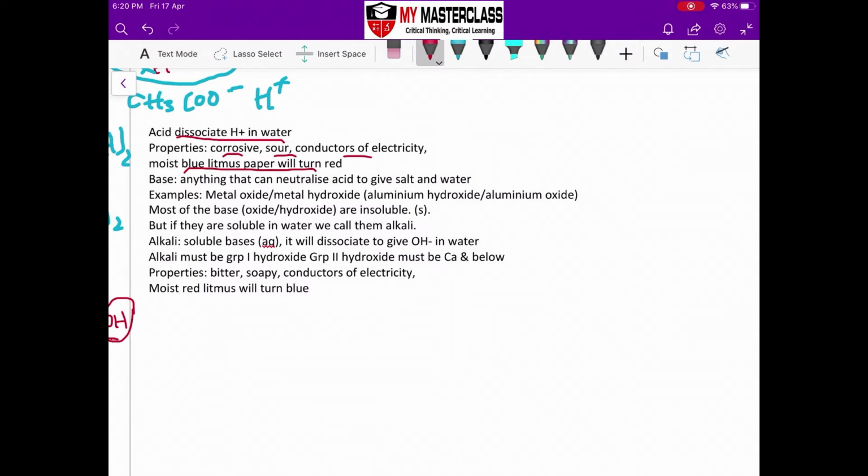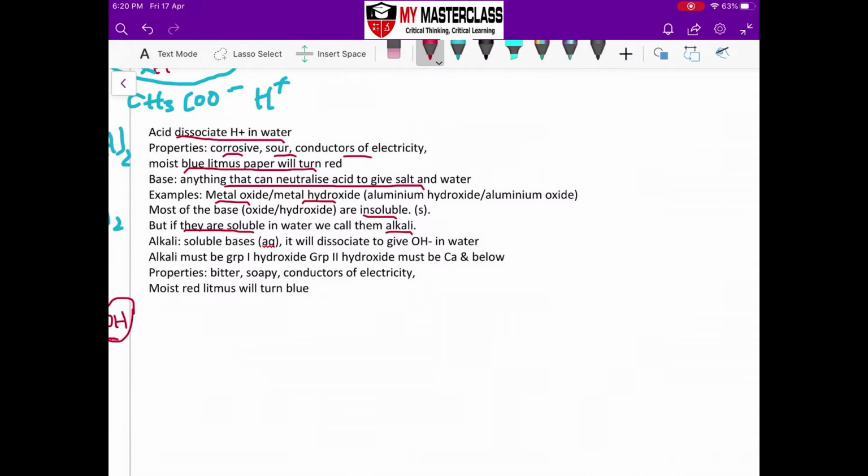Okay, a base is anything that can neutralize acid to give salt and water. So please note, all your metal oxides and all the metal hydroxides are bases. But bases are soluble or insoluble. Most of the bases are insoluble, but if they are soluble, we call them alkali.